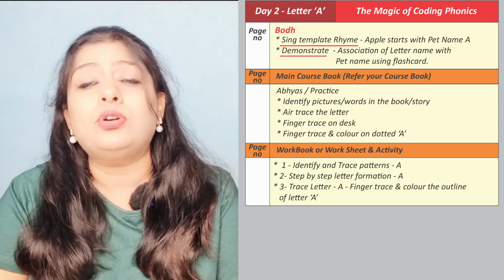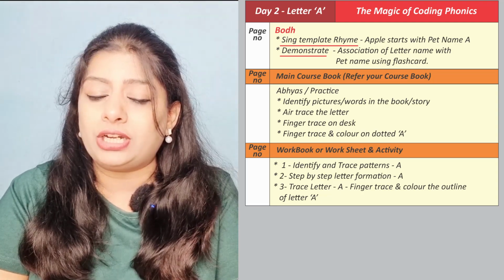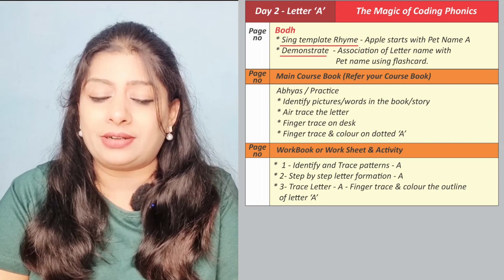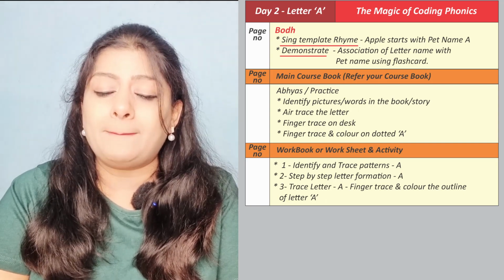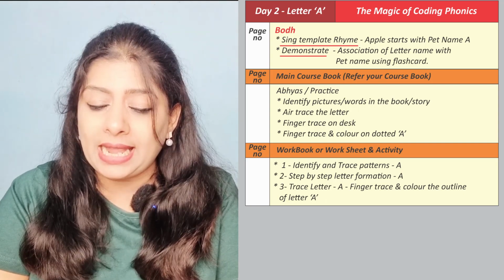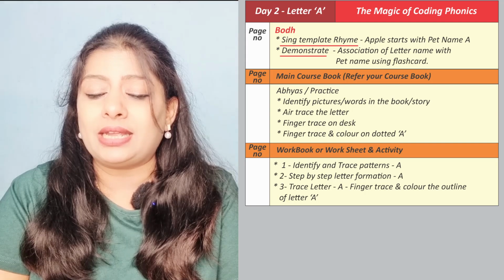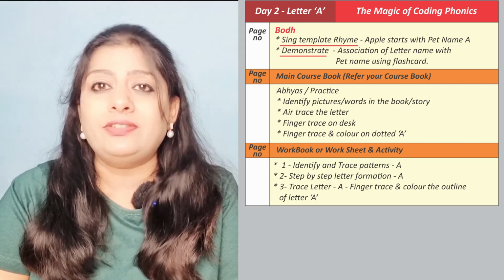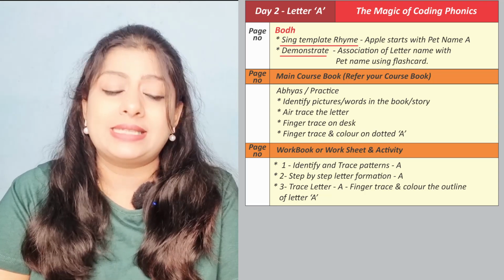Then in the workbook, worksheet or activity, what you can do is identify and trace patterns that make the letter A, then understand the step-by-step letter formation of A, and finally trace letter A, and then you can color it. So these are all the activities that you can do on the 2nd day.